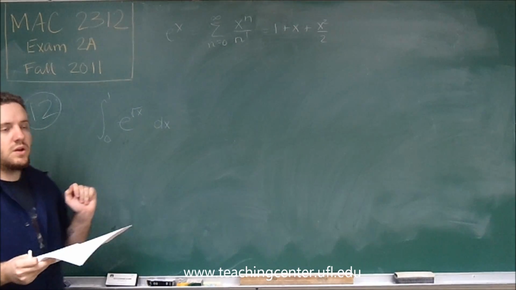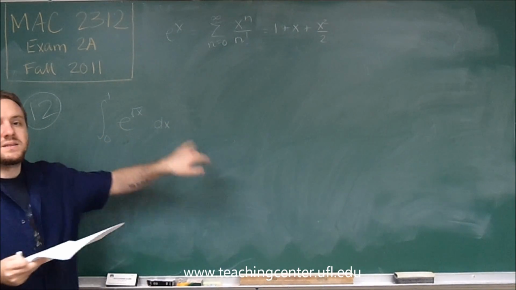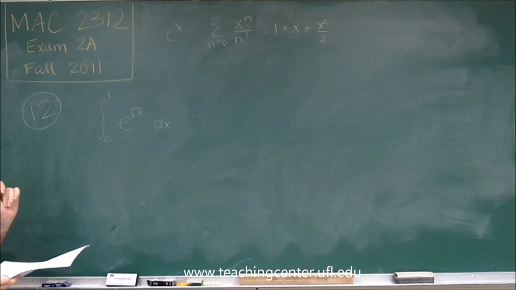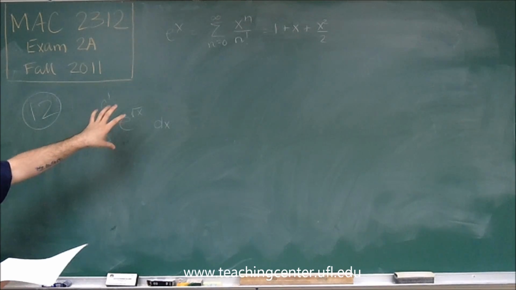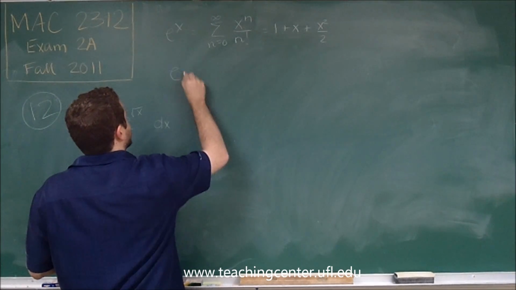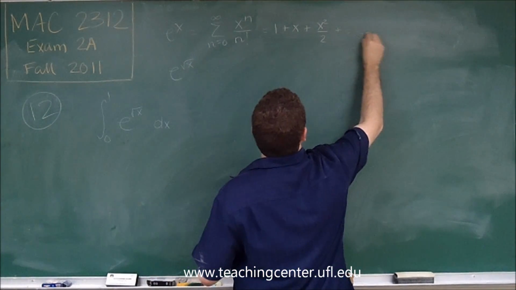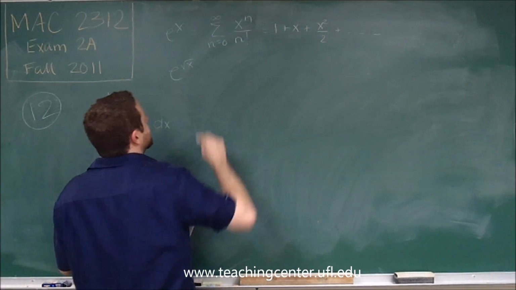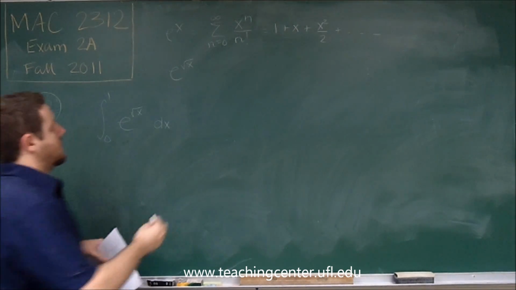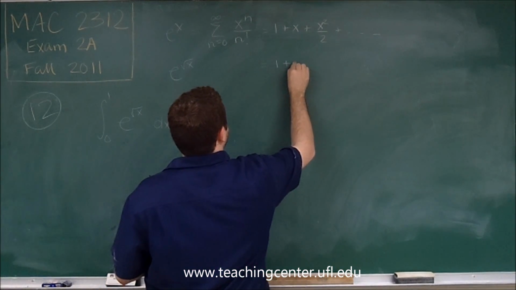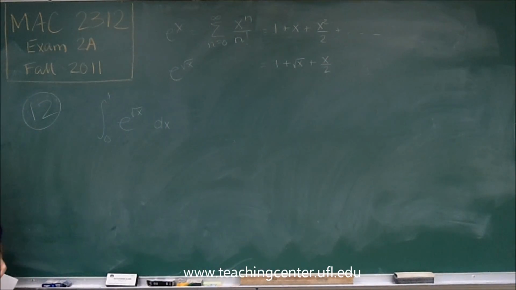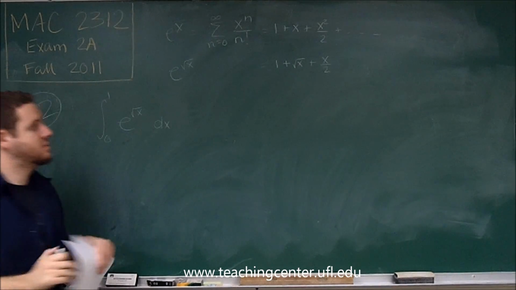We need to approximate the value of this integral. e to the root x is a function that you can't take the integral of, at least not by methods you've learned before. So what we're going to do is replace it with those three terms from our Maclaurin series. If e to the x is this, then e to the root x is what you get by substituting square root of x for x. So this one is going to be 1 plus square root of x plus x over 2. Essentially we're just halving all the powers.